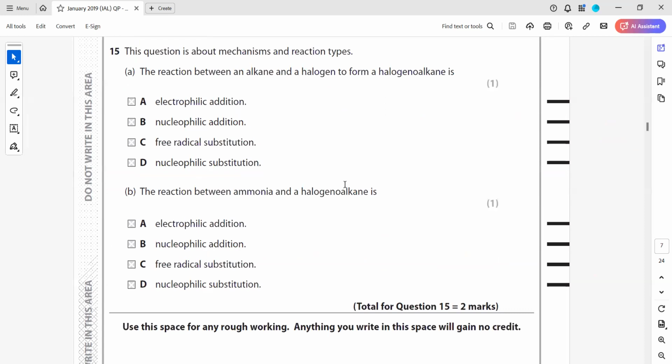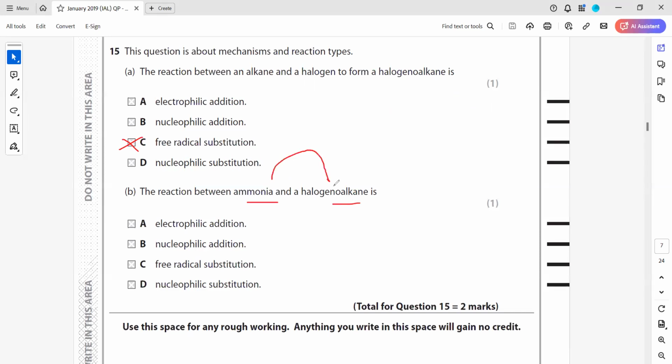This question is about the mechanism and the reaction types. The reaction between an alkane and a halogen to form a halogenoalkane is what? When alkanes react with chlorine, it is a free radical substitution reaction. If you remember, first the chlorine produces a chlorine radical. This was in unit 1. And then methane reacts with the chlorine radical to form methyl chloride. So this is a free radical substitution reaction.